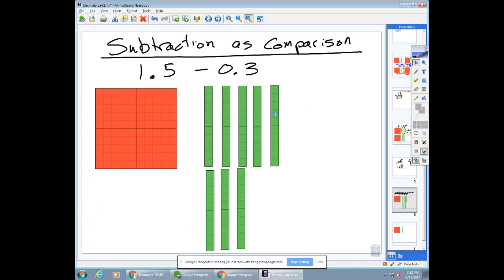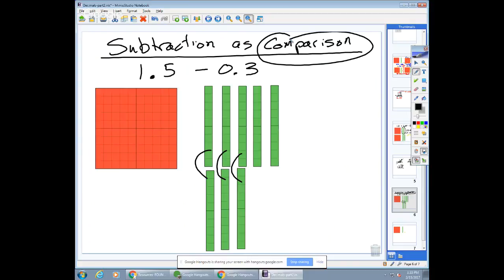All right, so I got my 1 and 5/10 above, I have my 3/10 below, and we want to line up where do they match and where they don't is the comparison model. And so these two match up, and these two match up, and these two match up. How are they different? I'm using the comparison model, not the takeaway model.